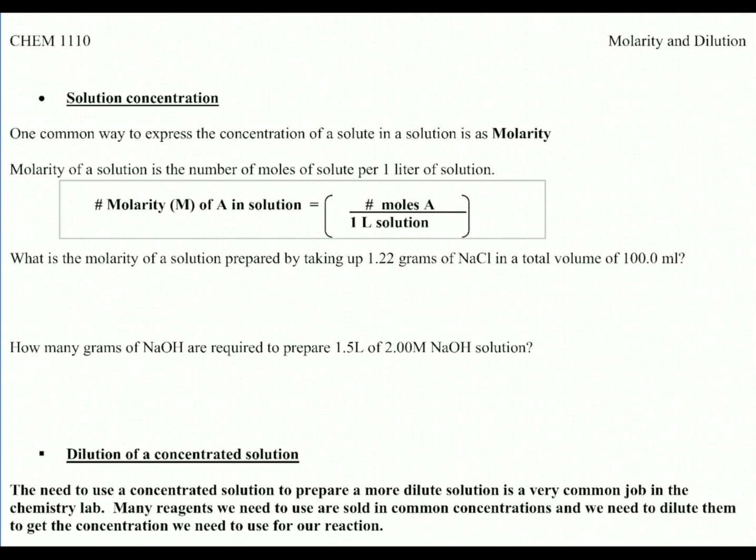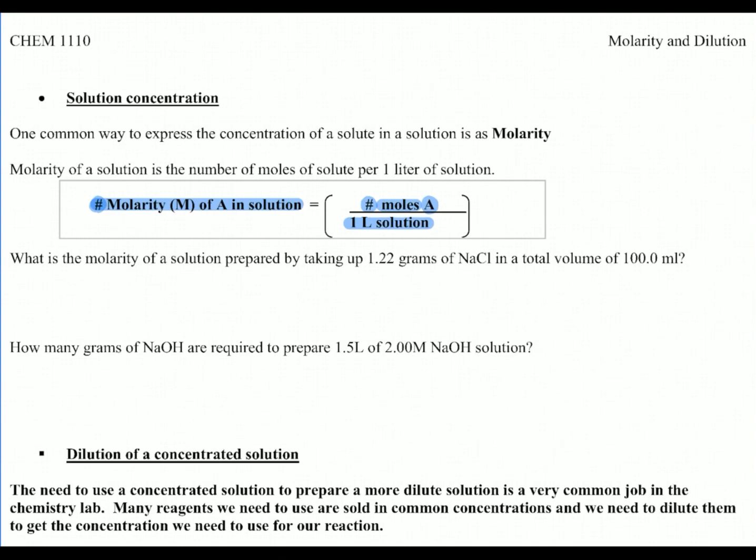So, molarity, what is it? Well, molarity is, if you have a number and it has a capital M behind it, we say that as the molarity of whatever the solute is you're concerned about. And what that really is, that same number, is the number of moles of that solute per 1 liter of solution.